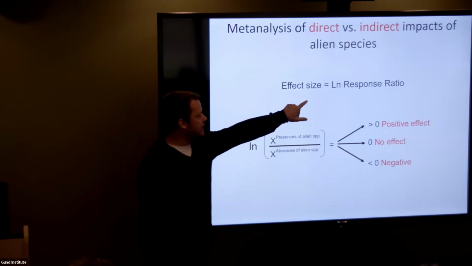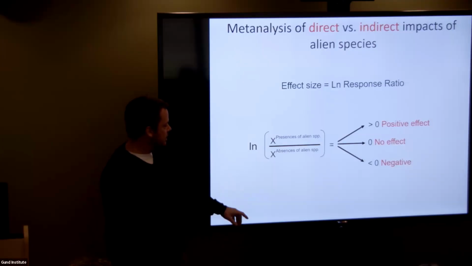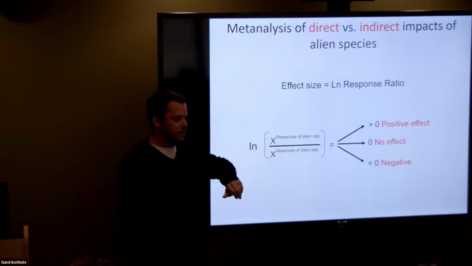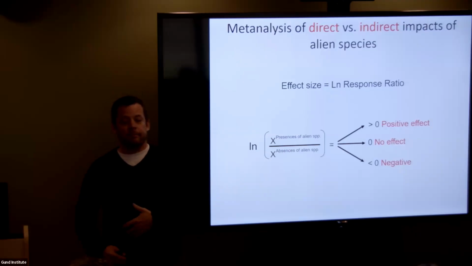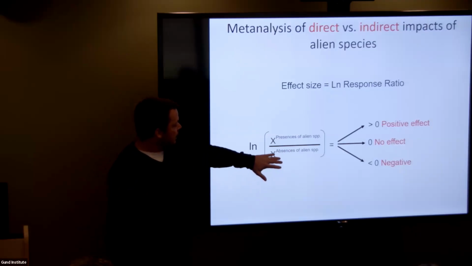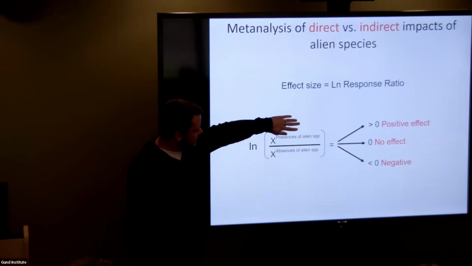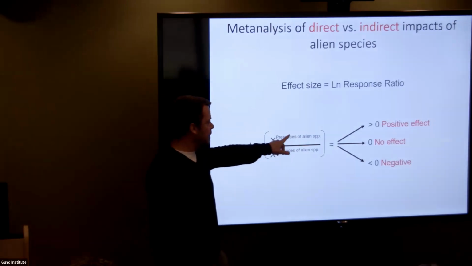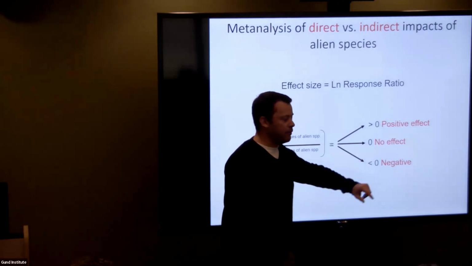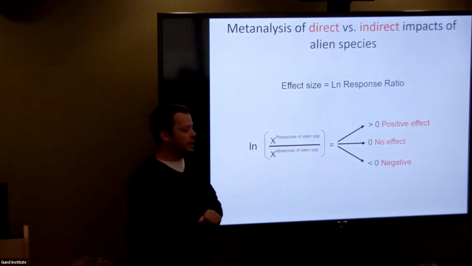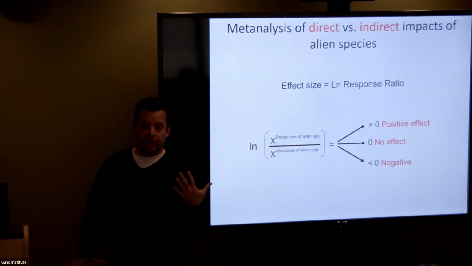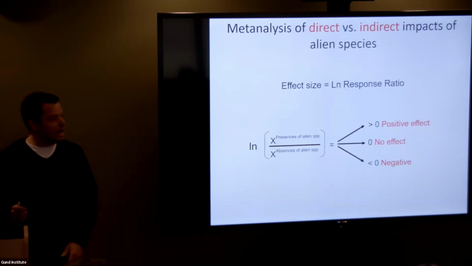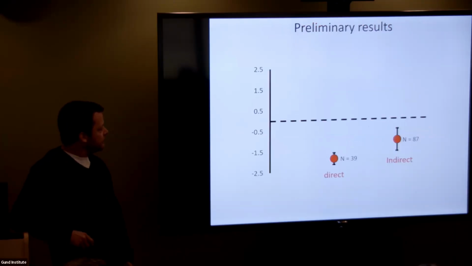I ran an effect size, the natural log response ratio: presence of alien species versus absence of alien species. So if we are looking at the impacts on plant abundance, if in the sites that are invaded you have fewer plants, that means you have a negative effect. If the number of plants is equal, you have no effect. And if there are more, you have a positive effect of non-native species. So this is what I found yesterday at 11 p.m.